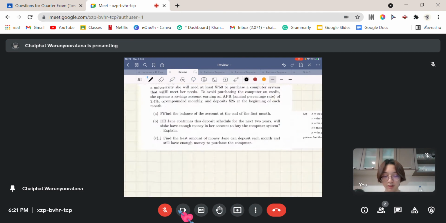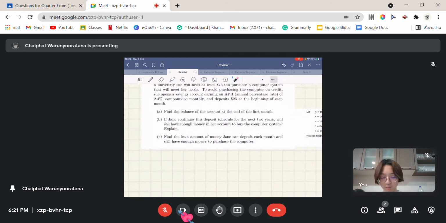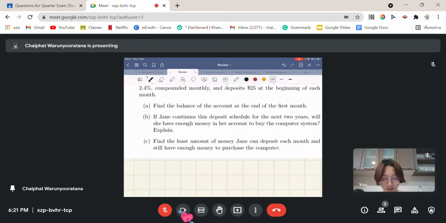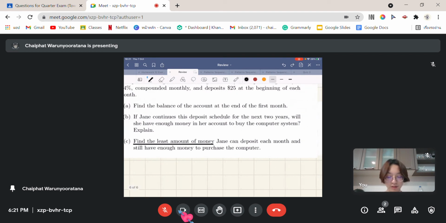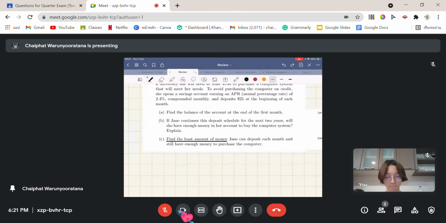So the question asks us about the least amount of money. This is what we are going to find. Find the least amount of money Jane can deposit each month and still have enough money to purchase the computer. Now, we're going to find the money, right? But we don't know how many times Jane is going to deposit, for 1 year or 2 years. We can know this by looking into the question.